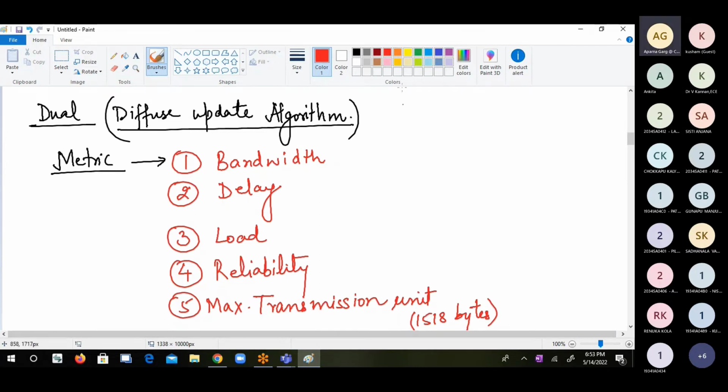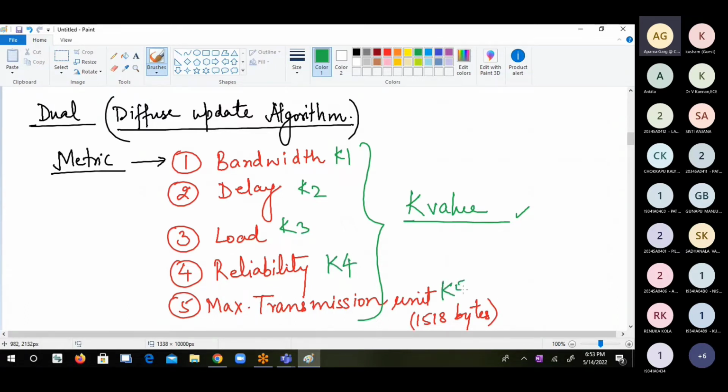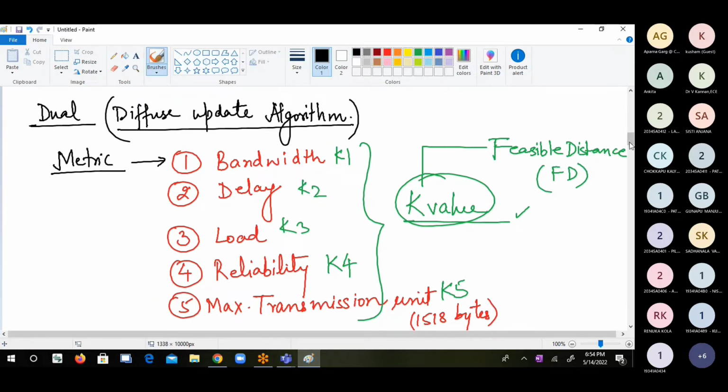Right? So these 5 factors are used to calculate the best path to the destination, and it is known as the K value. These are K1, K2, K3, K4, K5. And technically this K value is known as feasible distance, the FD value. Feasible distance. Clear, everyone?